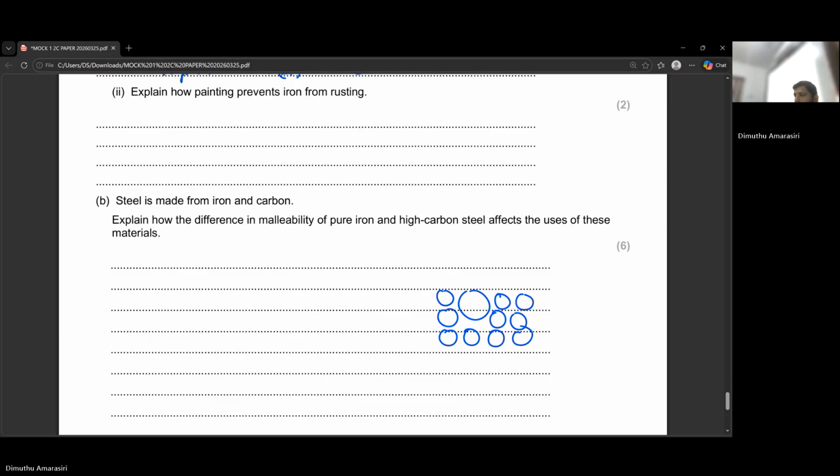Then give the uses of steel. Steel can be used for tools, hammers, rail tracks, because you need the strength. Tools can be cutting tools, mainly cutting tools.